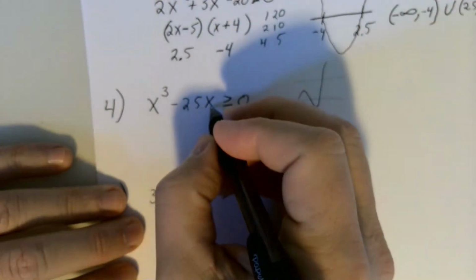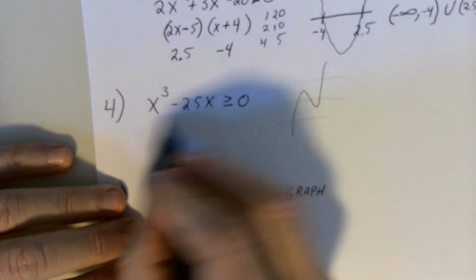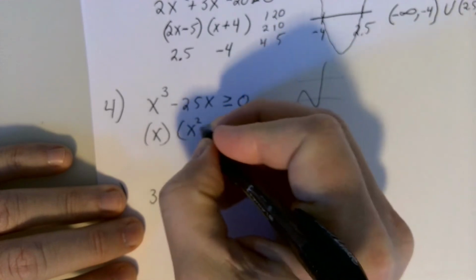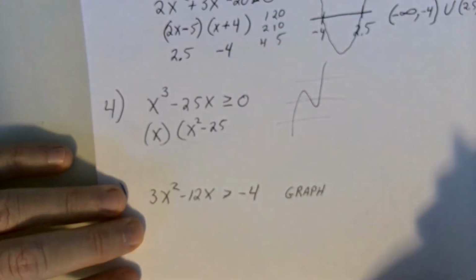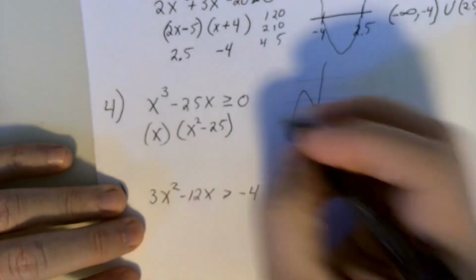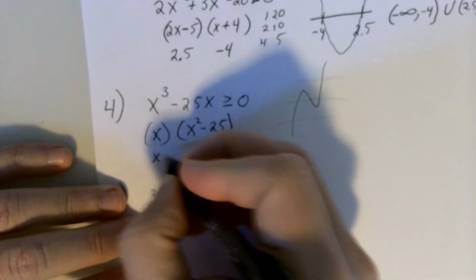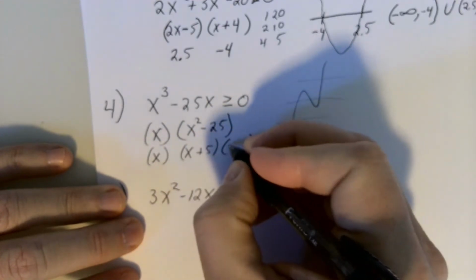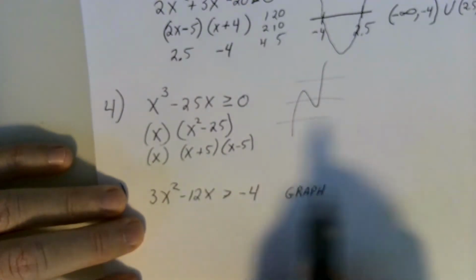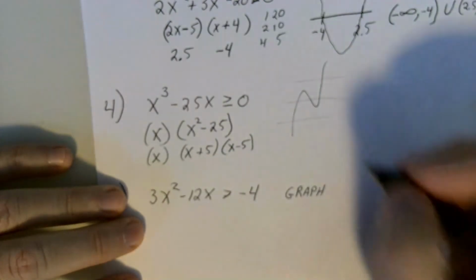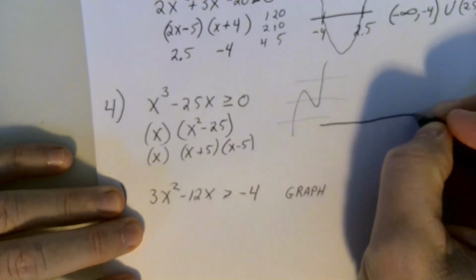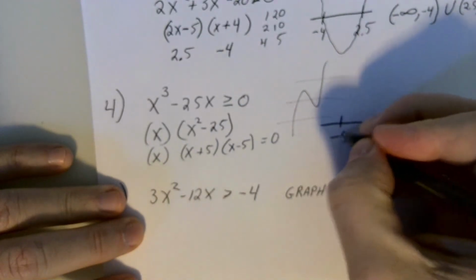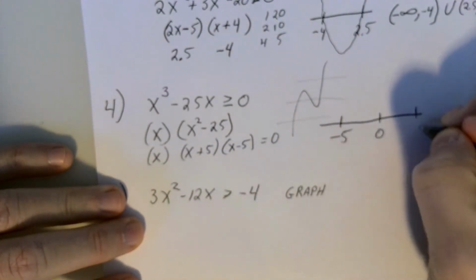Okay, so my first thing is I'm going to factor this, and factoring like a dentist comes into play. So I can pull out an x, and then I have x squared minus 25. Good deal. And then I know that I have an x, an x plus 5, and an x minus 5, which means that this graph touches the x-axis, or equals 0, at negative 5, at 0, and at positive 5.